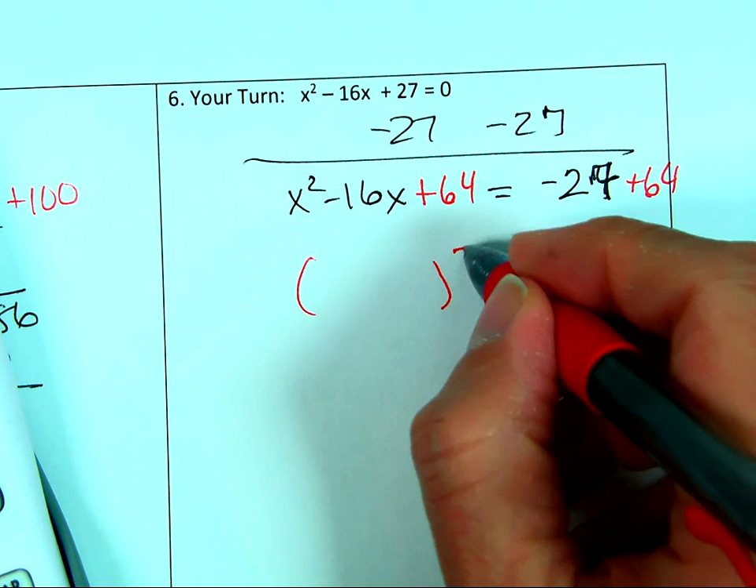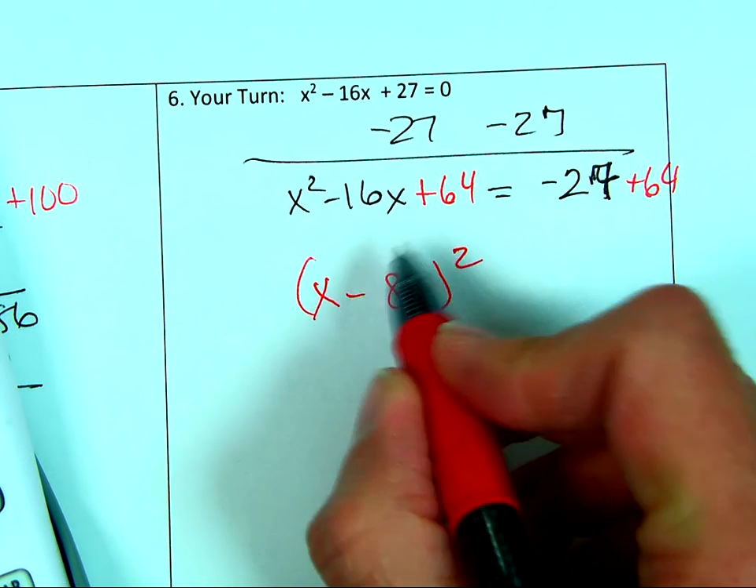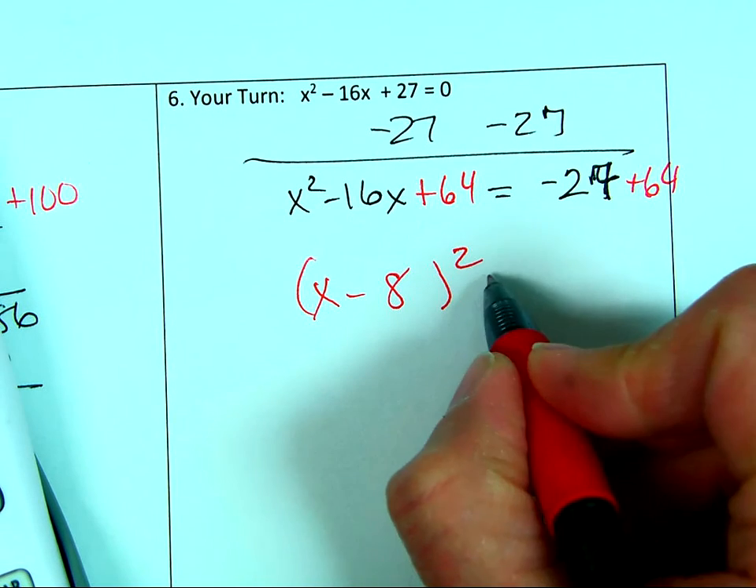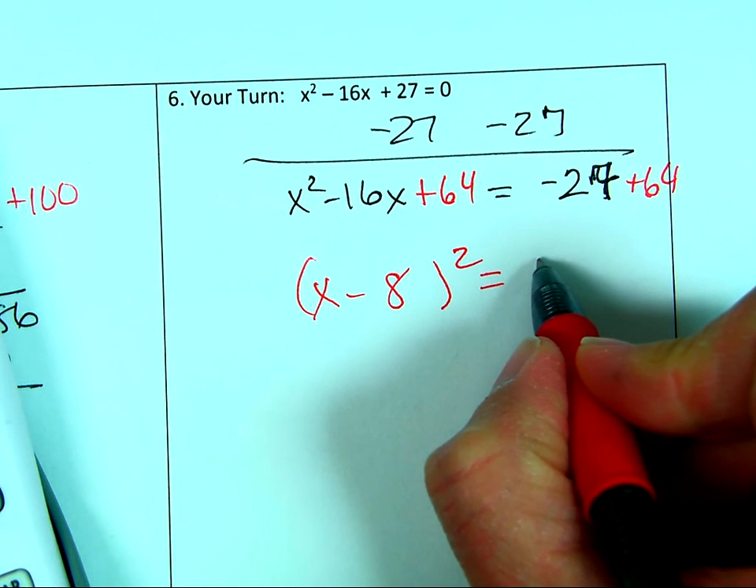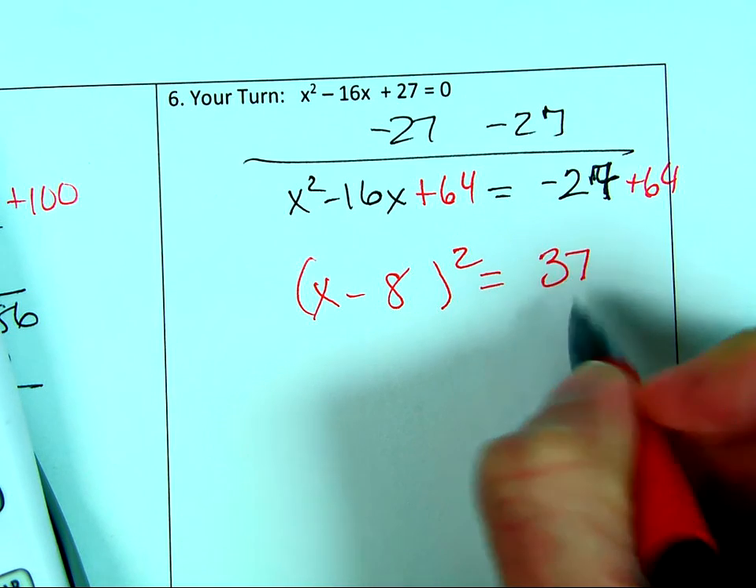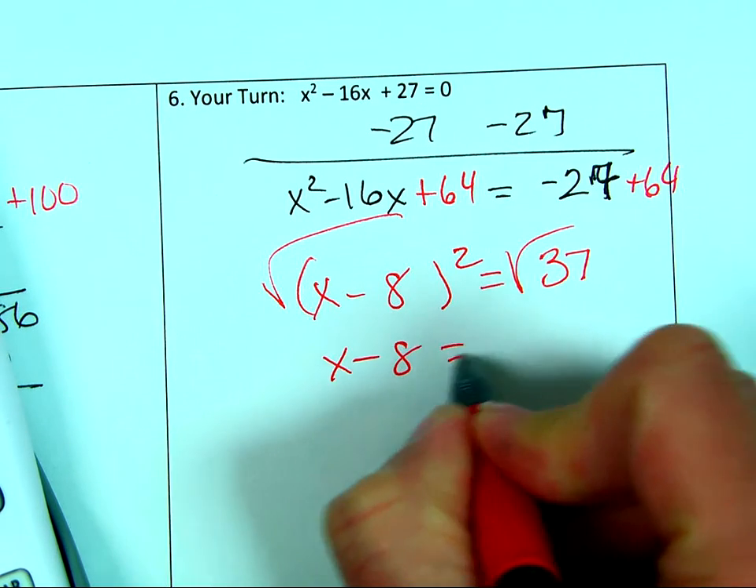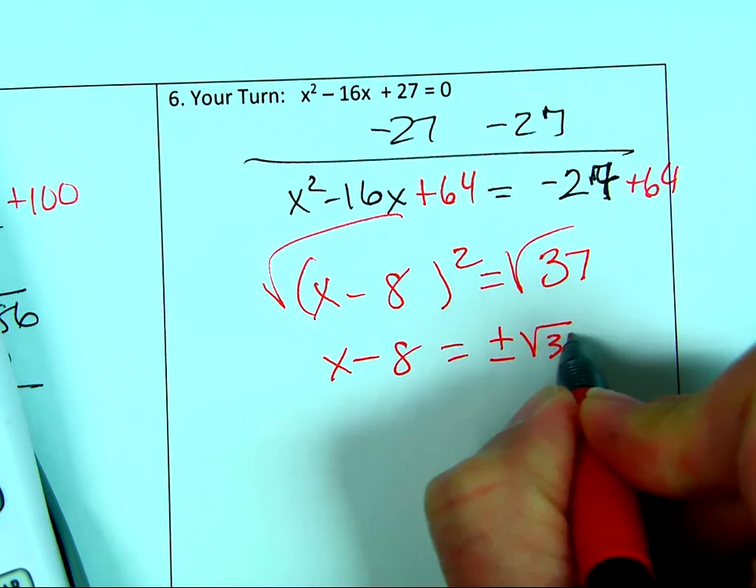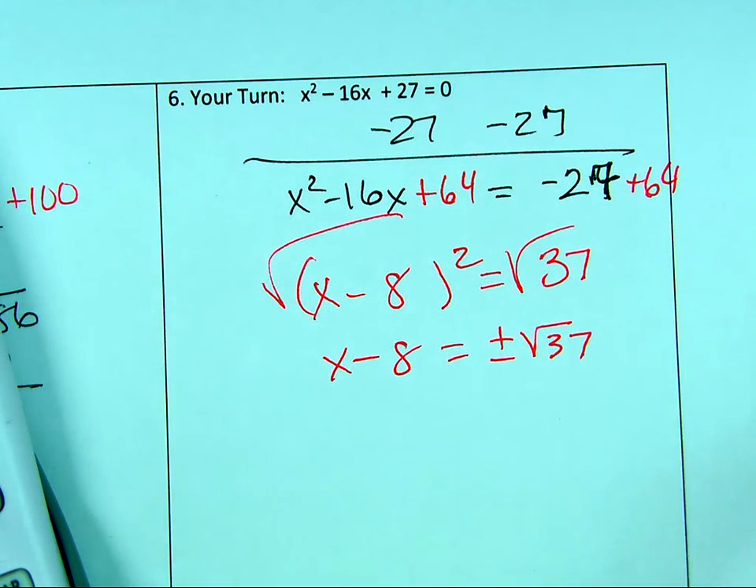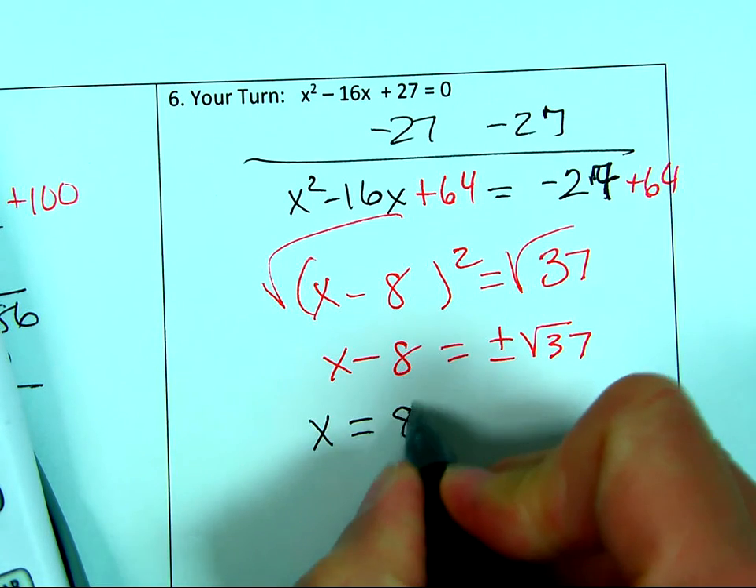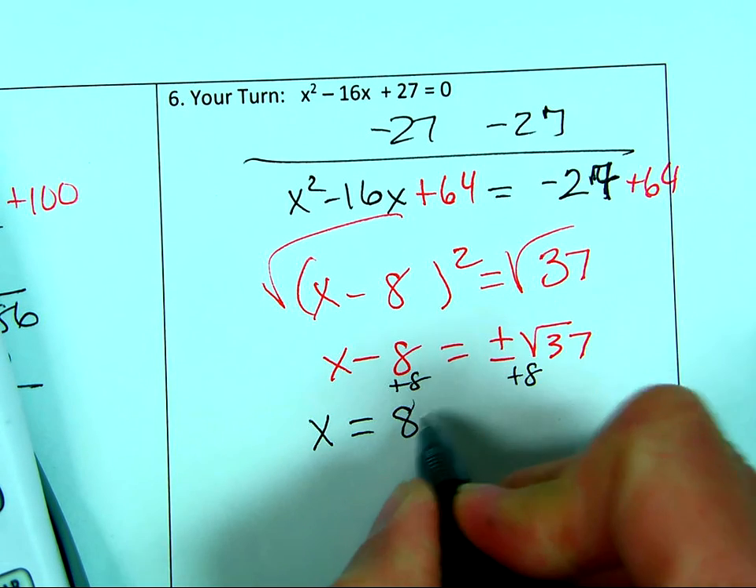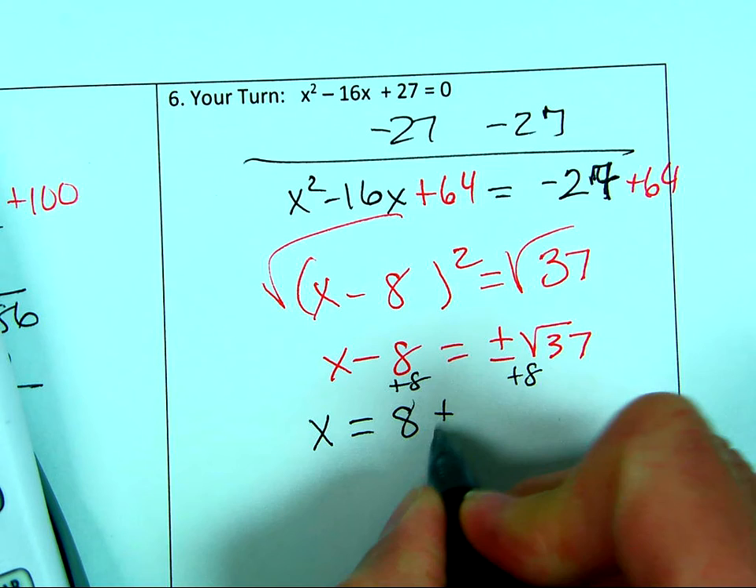So we're going to factor now: x minus 8, times x minus 8, equals, and I believe that's 37. When I square root both sides, I get x minus 8 equals plus or minus the square root of 37. And when I rewrite that, if I add 8 to both sides, I get x equals 8, because it was positive, plus or minus the square root of 37.